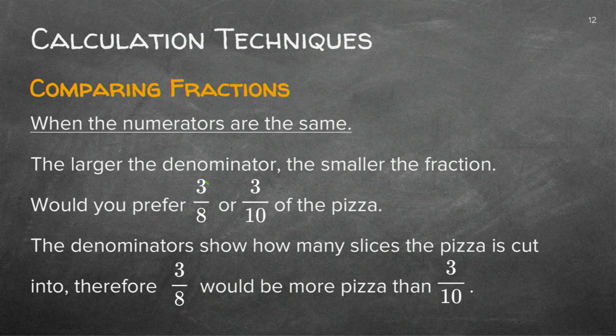When the numerators are the same. So let's think again, what is this 8 and 10? And it's important to remember that always. That 8 and 10 is the number of slices the pizza is cut into. So this pizza is cut into 8 slices, this one into 10. You ate 3, your friend ate 3 out of the 10 slices. You ate 3 out of the 8 slices. Obviously, you've eaten more pizza than your friend.